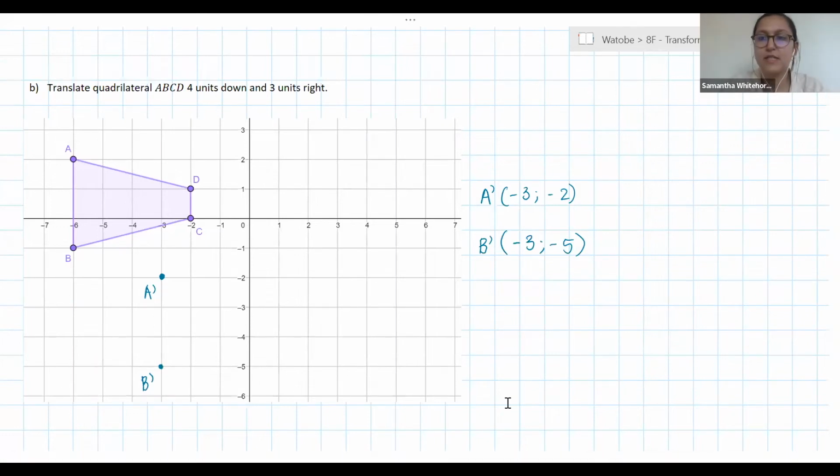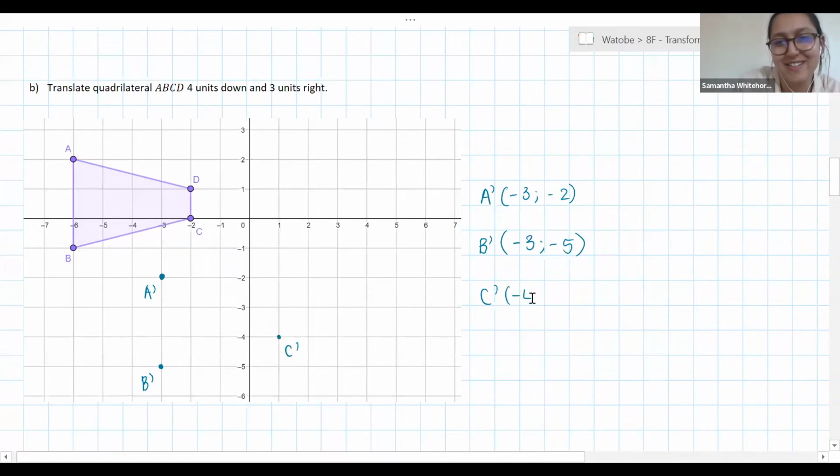Makuru, would you like to give us C dash? Ma'am, 1, 2, 3. It's -4, 1. You and I are on the same page. Excellent. So C dash is at -4, +1. 4 units down and 3 units across. And we get C dash.